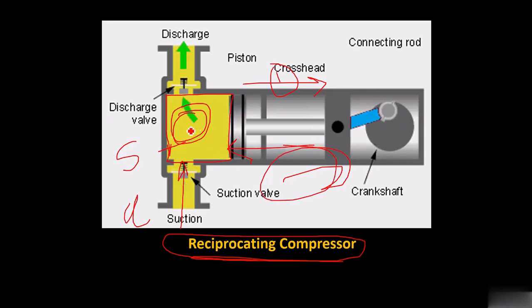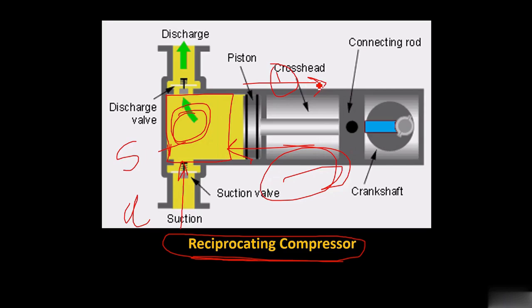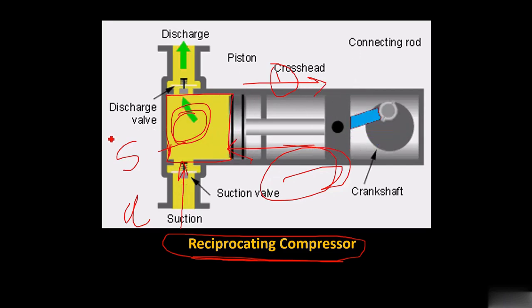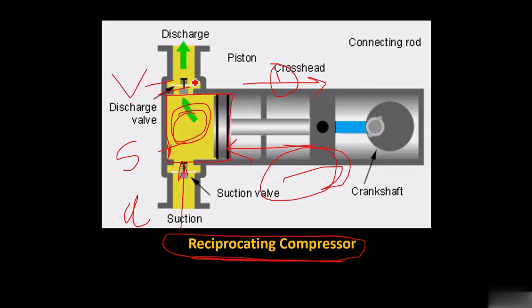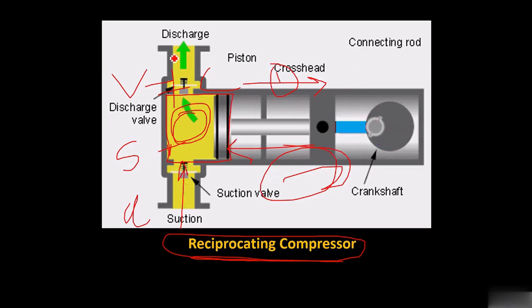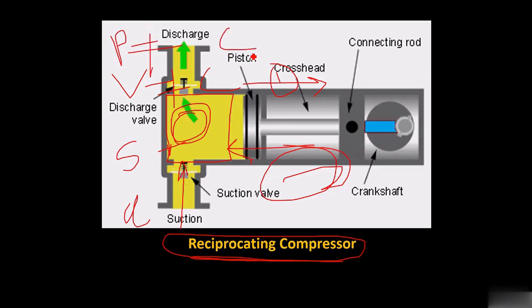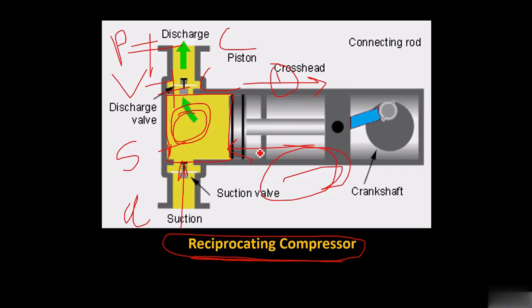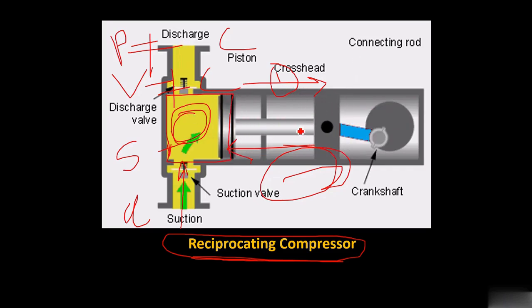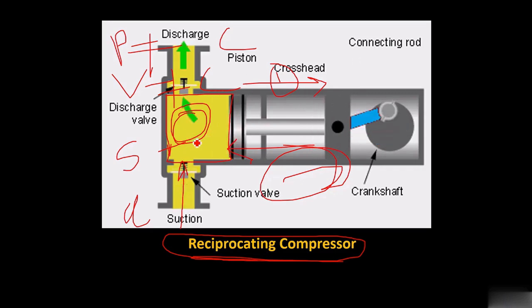Why is it compression? Here you can see that during the change in the position of the piston, the volume changes. Volume is not constant. So due to the change in volume, there is a change in pressure from position 1 to position 2. For position 1, the pressure is less, but as the piston moves back, the volume reduces and there is a change in pressure.